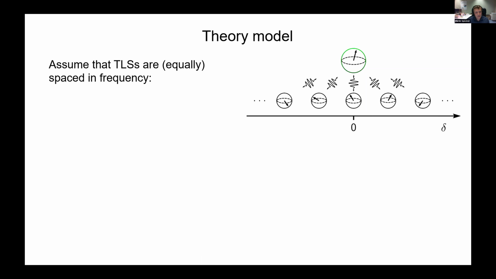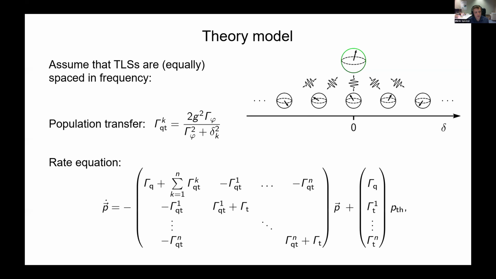So we assume that these TLSs are spaced in frequency, probably randomly spaced, but for the modeling, we assume that they are equally spaced in frequency. Now the cross-relaxation rate is given by this Lorentzian function in the detuning, delta k. And we plug these rates into a rate equation that we can solve numerically. It also incorporates intrinsic relaxation rates gamma q and gamma t, so gamma q for the qubit and gamma t for the TLSs.